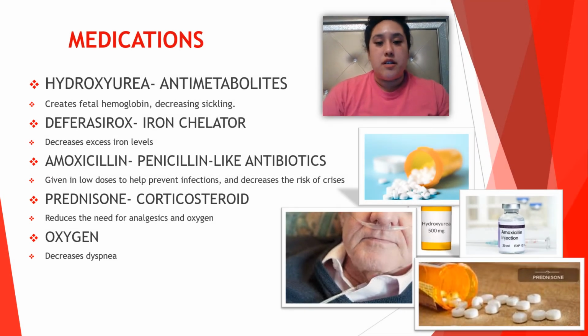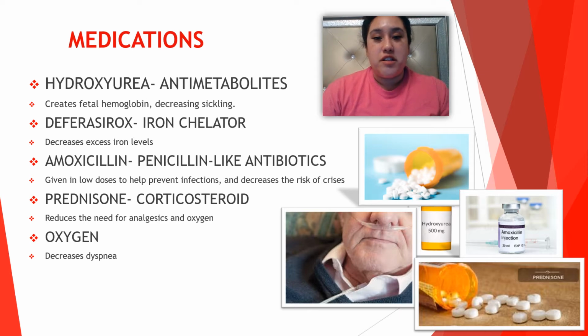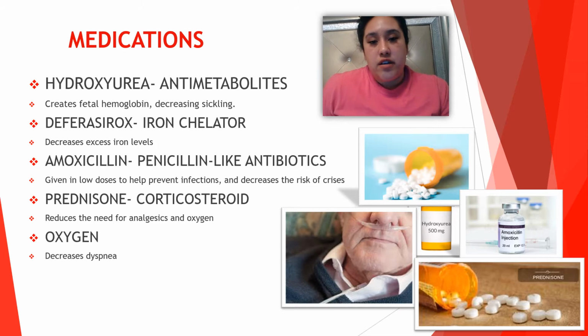These are some of the medications that are used for sickle cell anemia. We have hydroxyurea, which produces fetal hemoglobin and decreases the effects of a sickle cell crisis. We have deferasirox, which treats iron overload due to secondary transfusions.